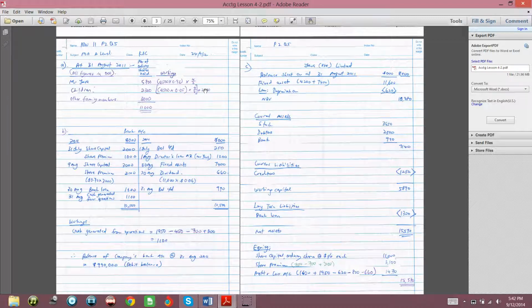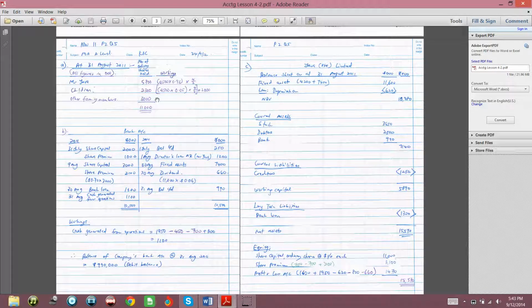Number 4, 1 August 2011, the company repaid. So additional information number 4 is irrelevant to this question. Number 5, 9 August 2011, the company issued for cash 3 million ordinary shares to other members of the family at a price of $1.70. So the $1.70 is irrelevant to part A. So for other family members, the number of ordinary shares held will be 3 million.